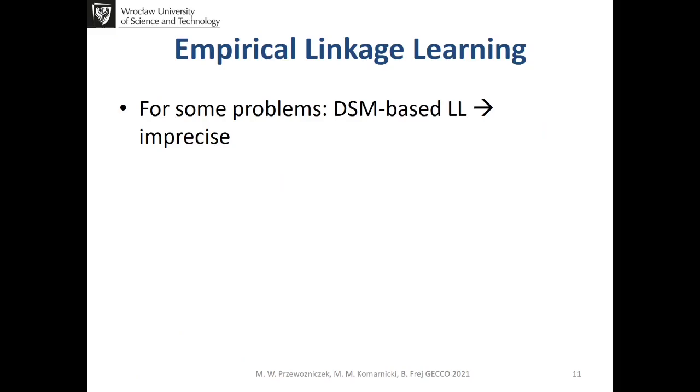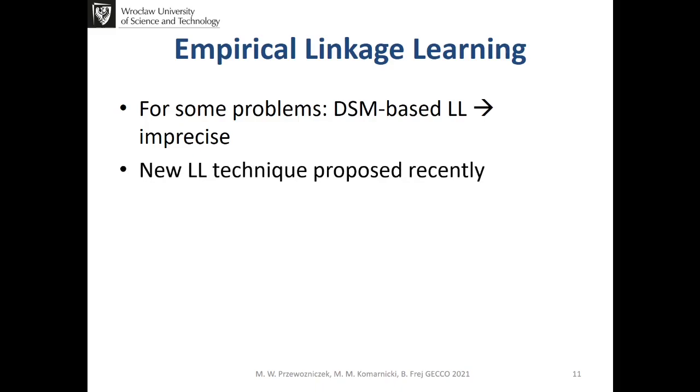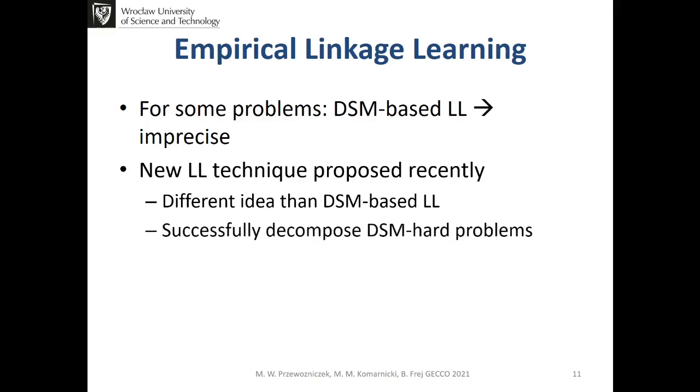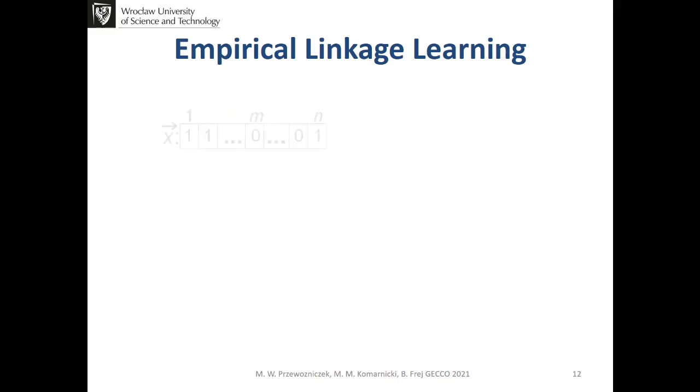Empirical linkage learning. For some problems, the DSM-based linkage learning techniques are unable to precisely decompose the problem structure. So a new linkage learning technique, or actually a group of techniques, was proposed recently. They use a different idea than the statistics of DSM-based linkage learning, and they successfully decompose the DSM-hard problems. Now, how does it work? Let's consider an individual.